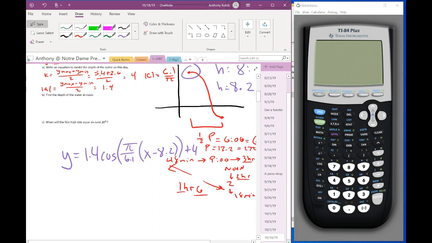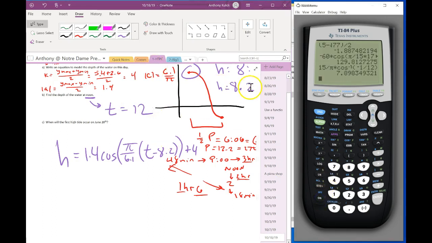Find the depth of the water at noon. Well, I guess I probably should call these H's and T's. Noon. What value for T should I put in for noon? 12. Because it's 12 hours. If 8 hours and 12 minutes is 8.2, noon has to be 12, right? So I'll just type that in.